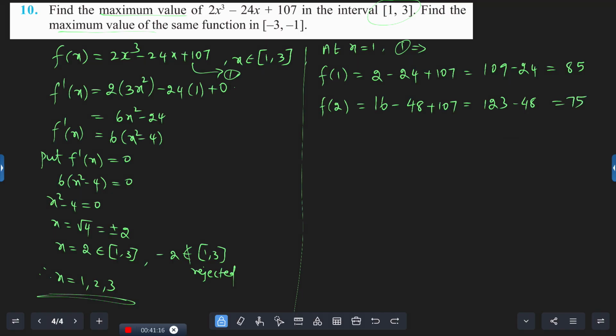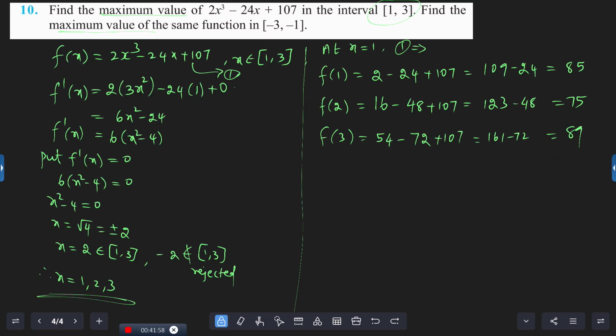Next, f(3). 3 cubed is 27. 27 × 2 is 54, minus 3 × 24, which is 72, plus 107. 107 plus 54 is 161, minus 72. When you subtract, I get 89. So f(3) = 89.